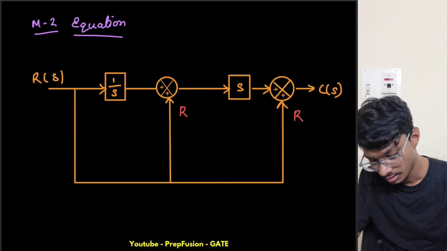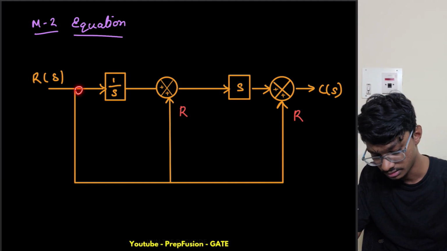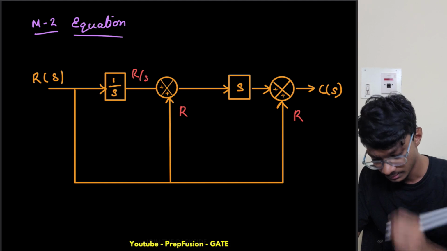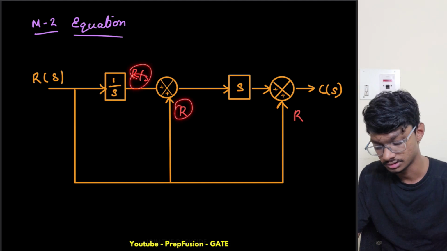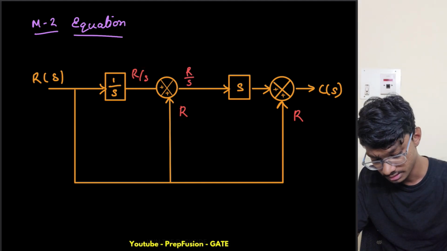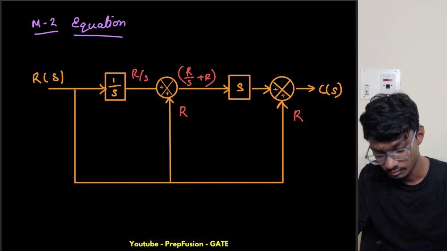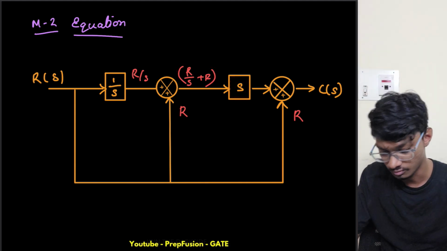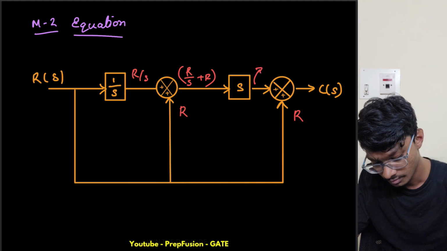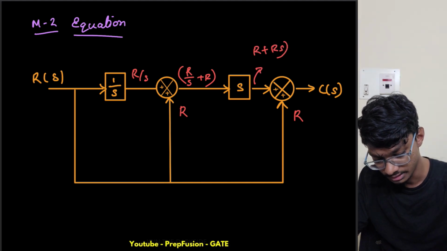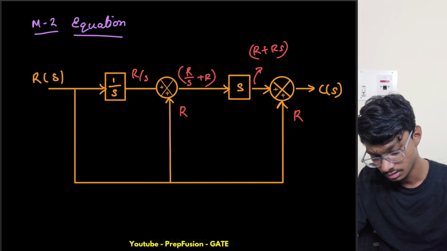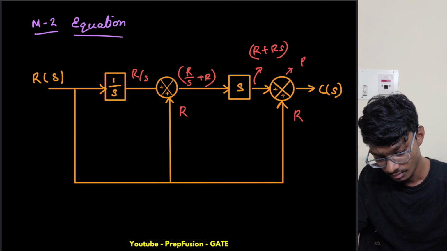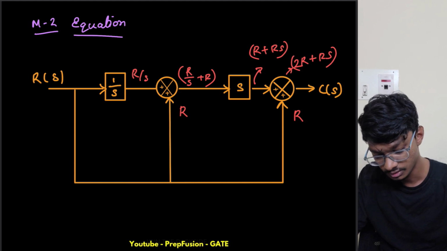So what is happening here? What is coming? This is also R, so here we have R by S. Now what is the output here? These two are getting added. So this will be R by S plus R. Now we are multiplying this with this gain block, so this output will be R plus RS. Now we are adding this with this one R. So what is our output? Output is 2R plus RS, and this is what we are taking as the output.